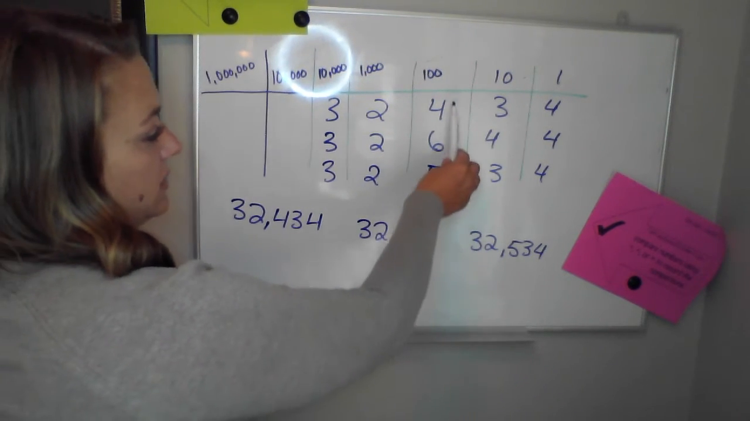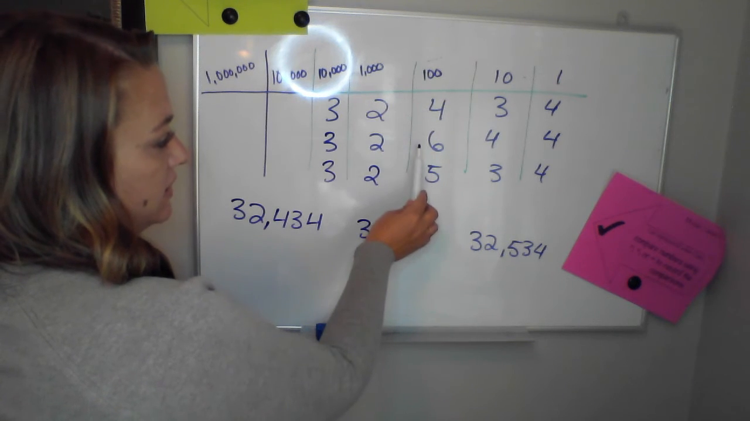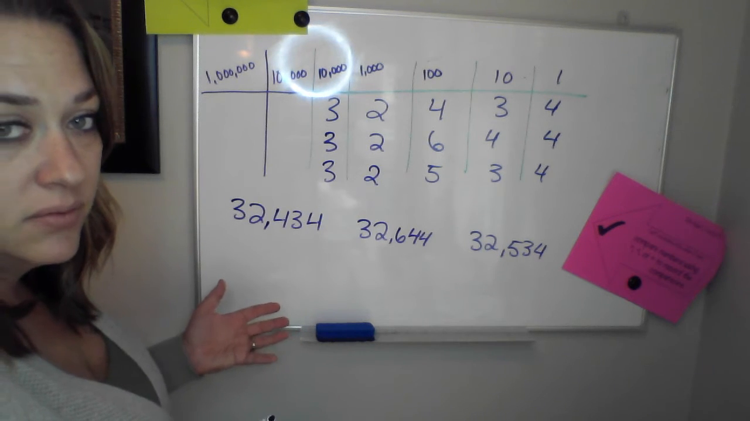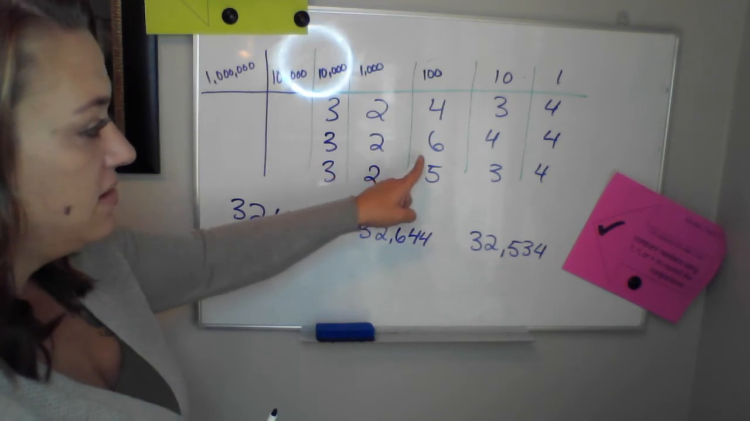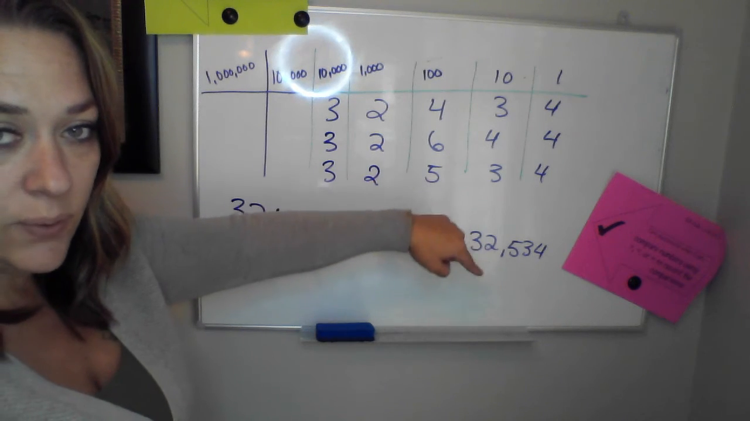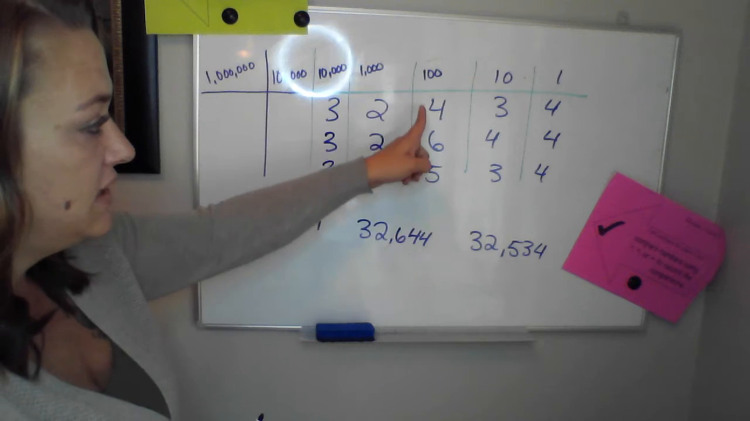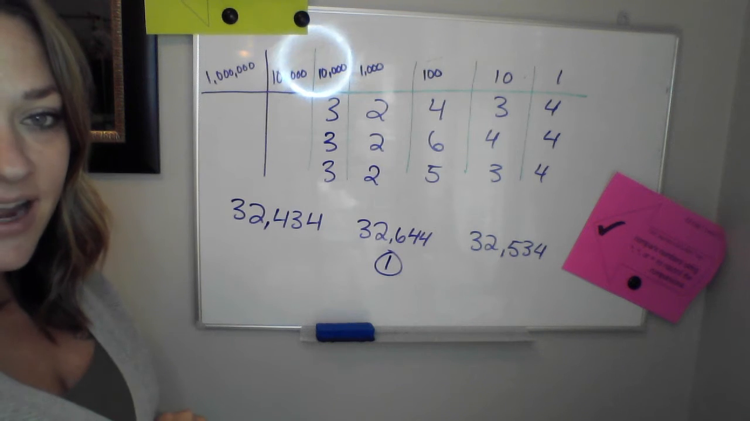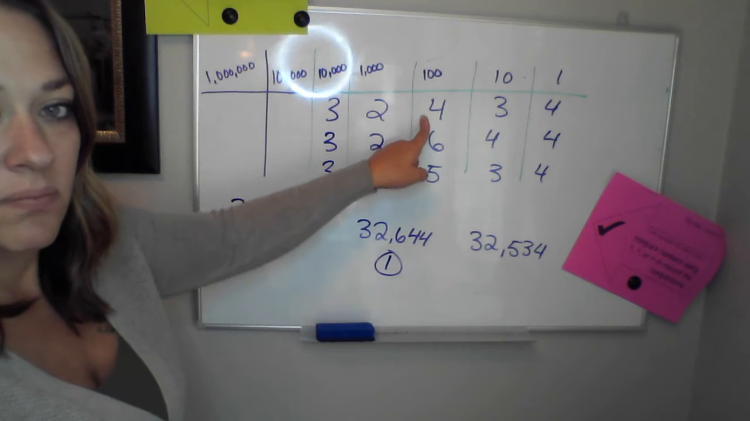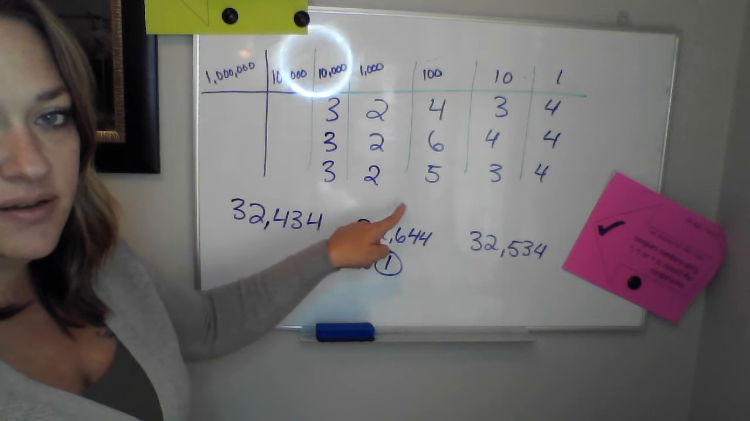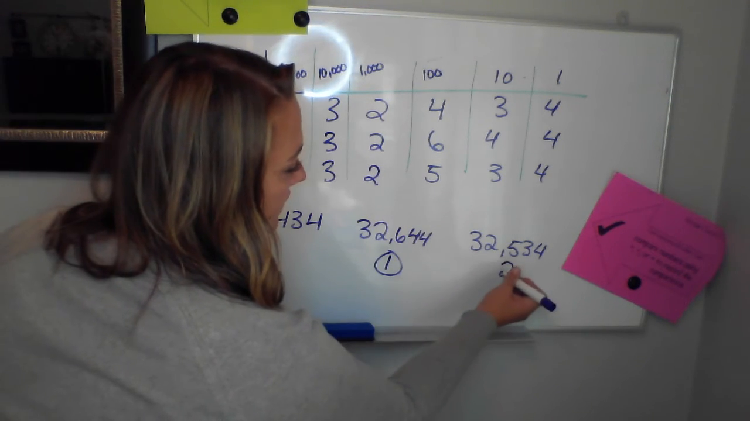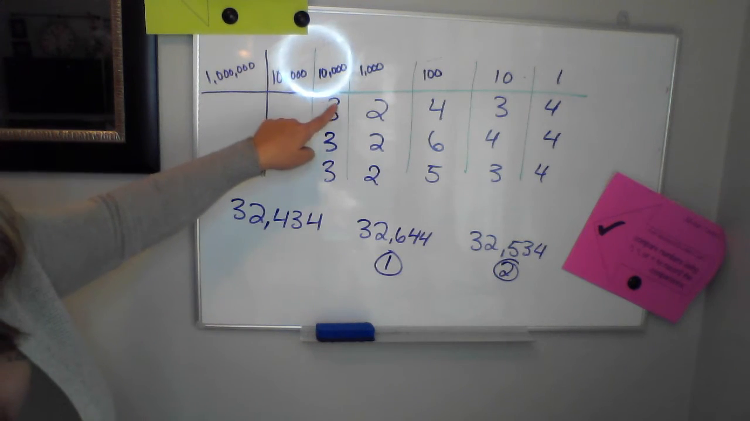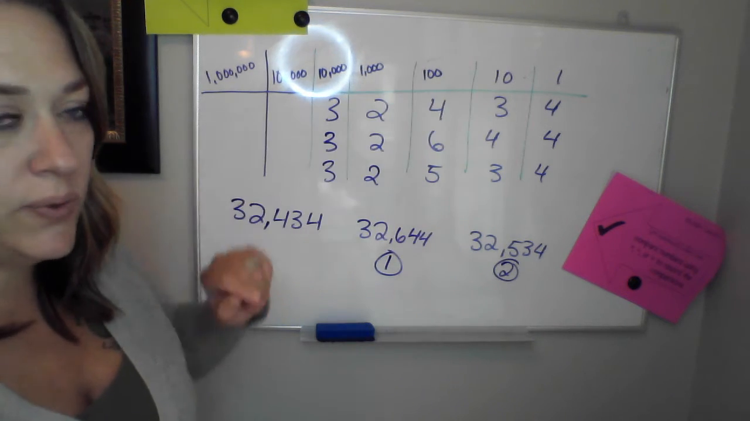So we're gonna have to look at our hundreds place. So I have 400, 600, and 500. So which one of these has the largest value? If I read it as 32,644, that's going to be my largest value. So this one's going to be the biggest. That's largest. What comes next? 32,534. That's the second largest. And then the smallest number of the 3 is 32,434.